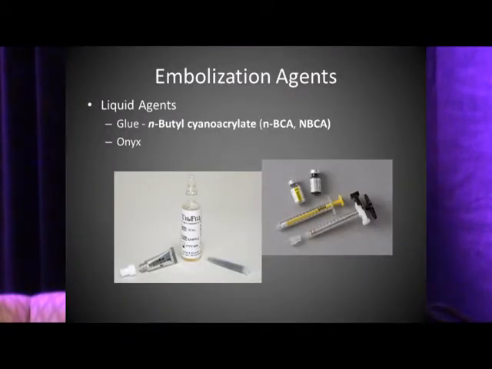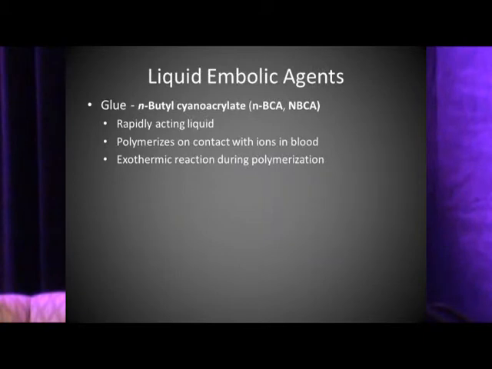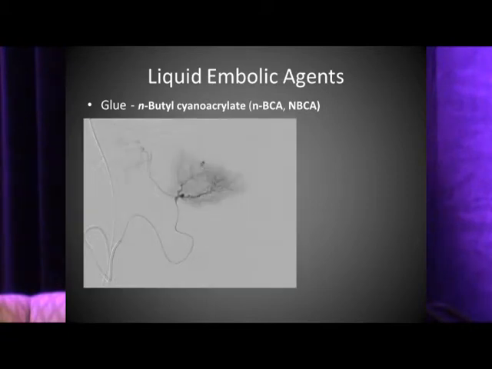The second to last thing we're going to talk about is embolization liquid agents. And in this category, we have 2 things, glue and onyx. Glue is a rapidly acting liquid. It polymerizes as soon as it comes into contact with the blood, the ions within the blood. There's a small exothermic or heat-related reaction once it polymerizes, which can also affect the embolization and occlude the vessel.